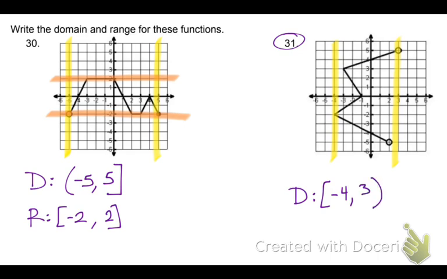For range, our lowest point on the graph all the way up to our highest point on the graph. Our lowest point on the graph is an open circle down here at -5. Our highest point on the graph is also an open circle up here at 5. Our range, therefore, is from, with parentheses since it's open circles, -5 at the bottom, all the way up to +5 at the top. And that's your domain and range.